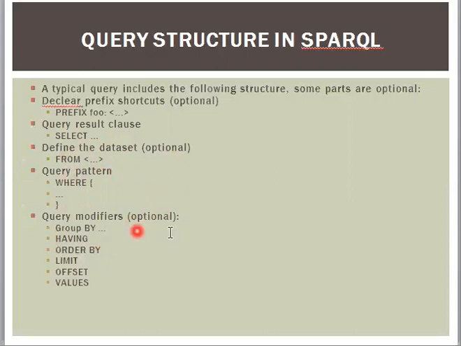Okay, these are the query modifiers which can be optional: group by, having, order by, limit, offset, or values. The modifiers are used with an object property, some relation, or a subject and an object, and they modify how we fetch the data from the dataset in the ontology, which is created using the tool Protege.